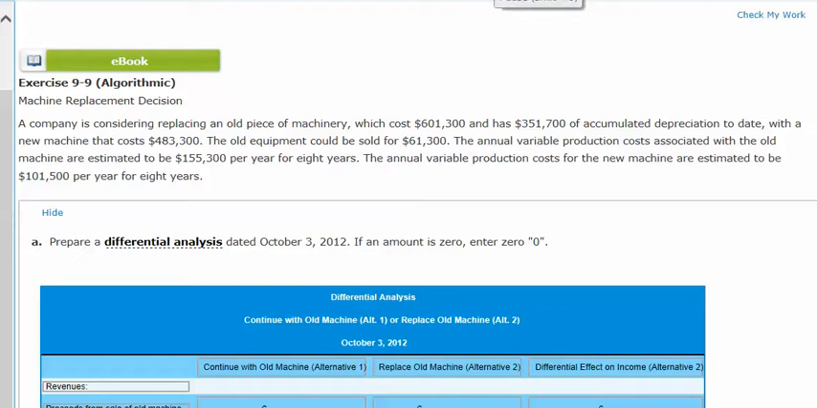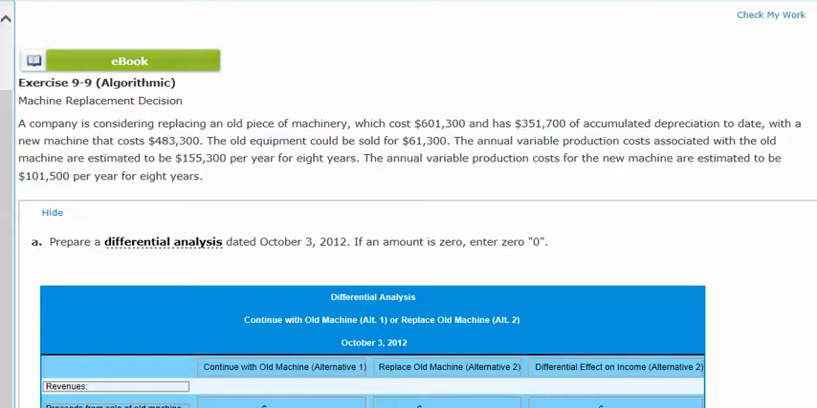Exercise 5 deals with the differential analysis, and that is a machine replacement decision. We're going to prepare a differential analysis dated October 3rd, 2012. If the amount is 0, we're going to enter 0.